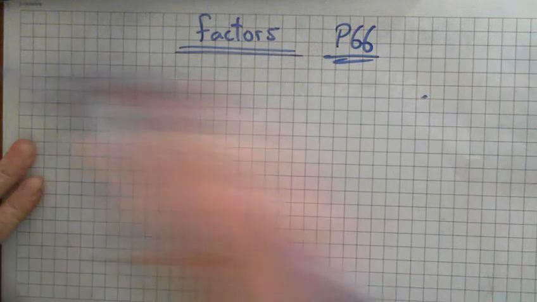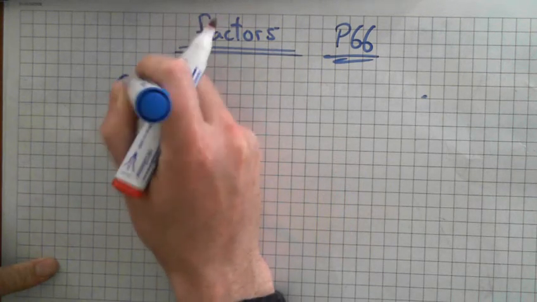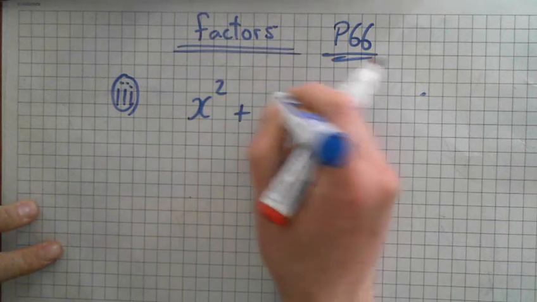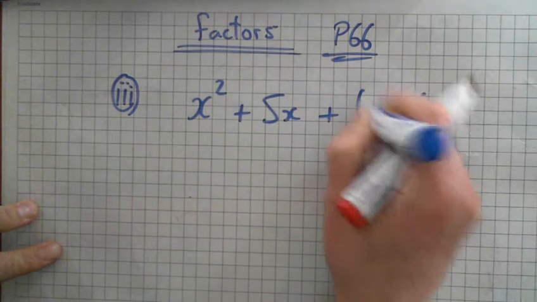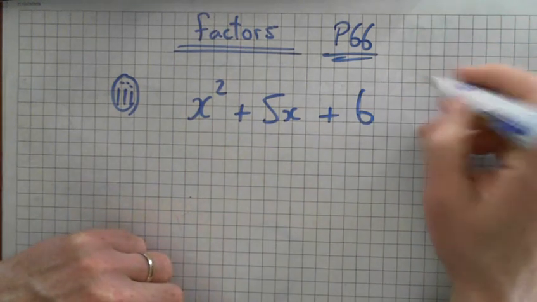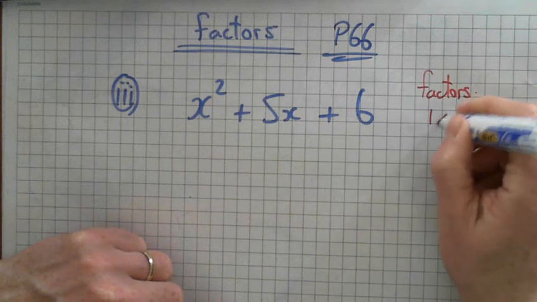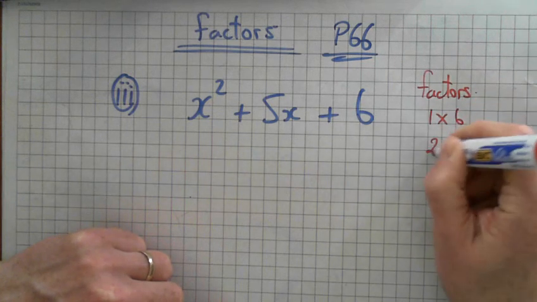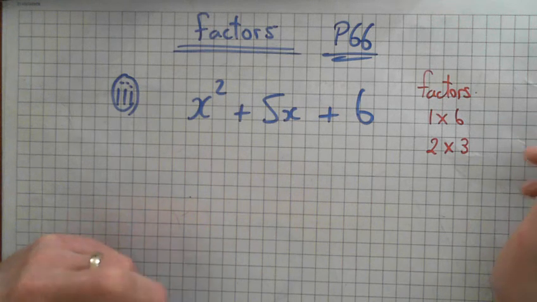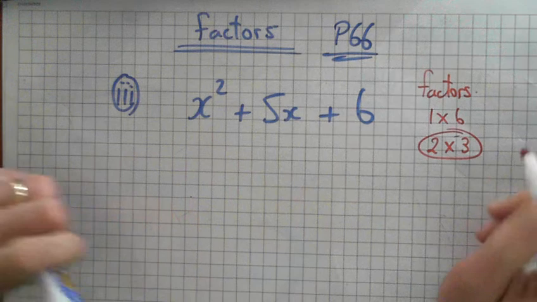Part III. x squared plus 5x plus 6. We have to write down the factors of 6. Write it down like this: 1 times 6 is 6, 2 times 3 is 6. Which pair of factors adds up to 5? 3 and 2.